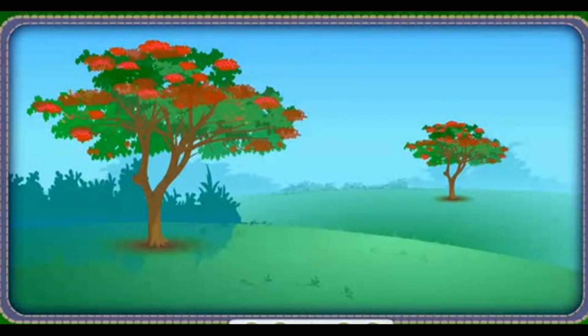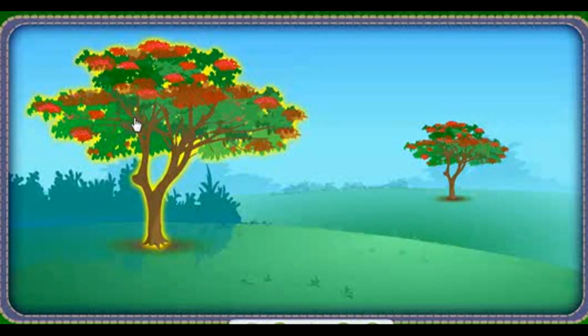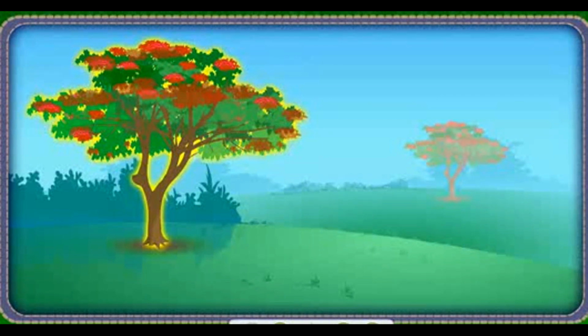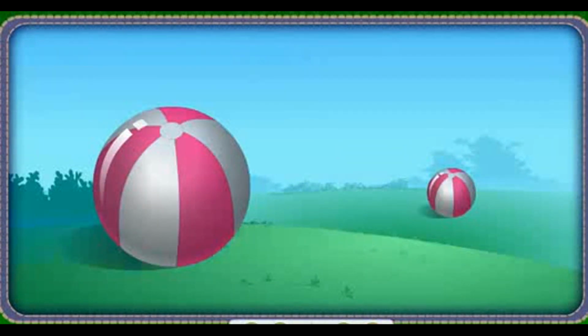After watching this you will get a clear idea about near and far. Click the tree that is near. Yes, this tree is near. Next, see children. Here you can click the ball that is near. Well done. This ball is near.